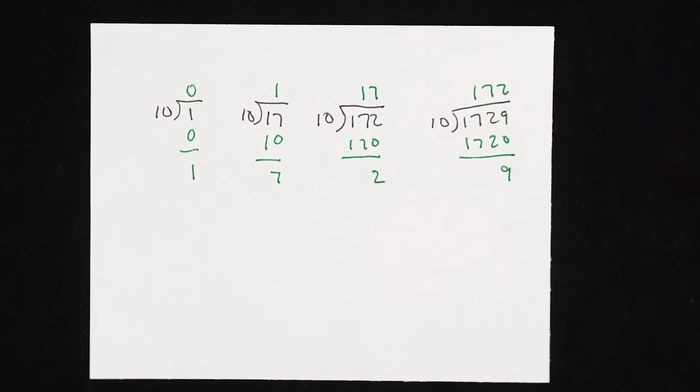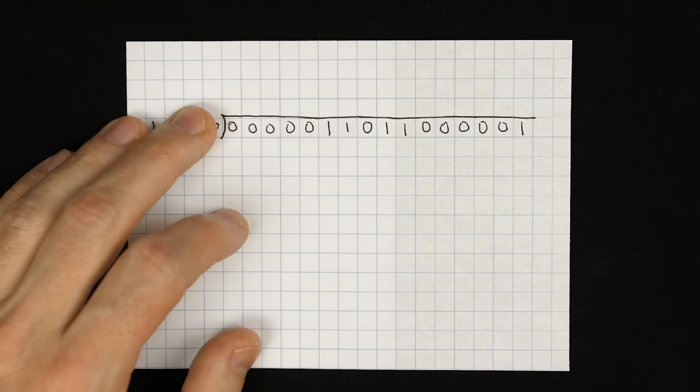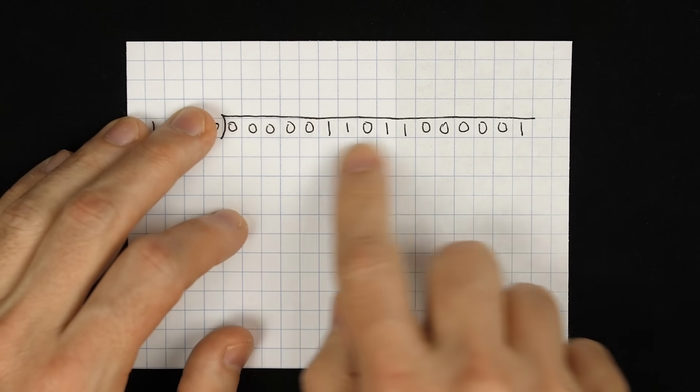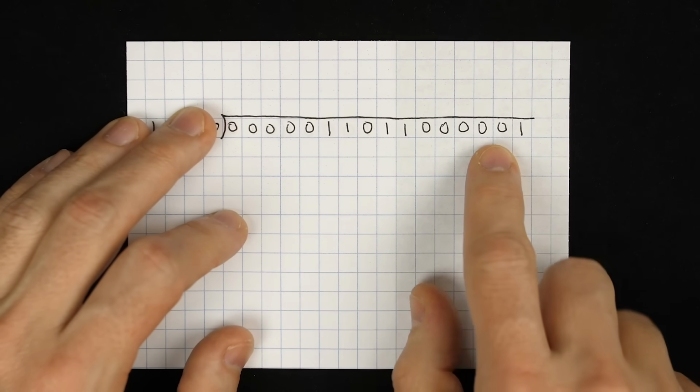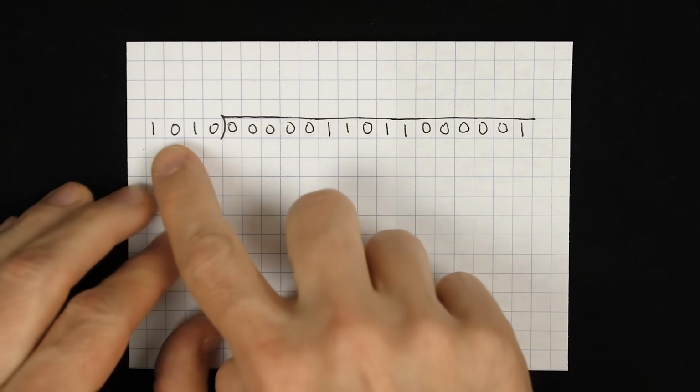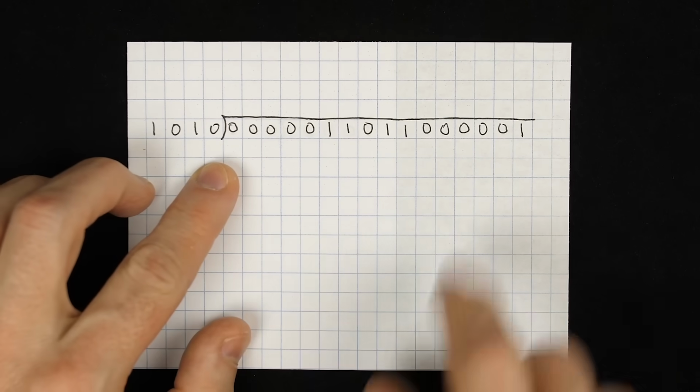But fortunately, it turns out that doing division in binary doesn't actually involve doing much division. And I'll show you what I mean. So let's say we've got this big, long binary number here. This is a 16-bit number, and we want to divide it by 10. Well, 10 is 1010 in binary, so we want to do this division problem.